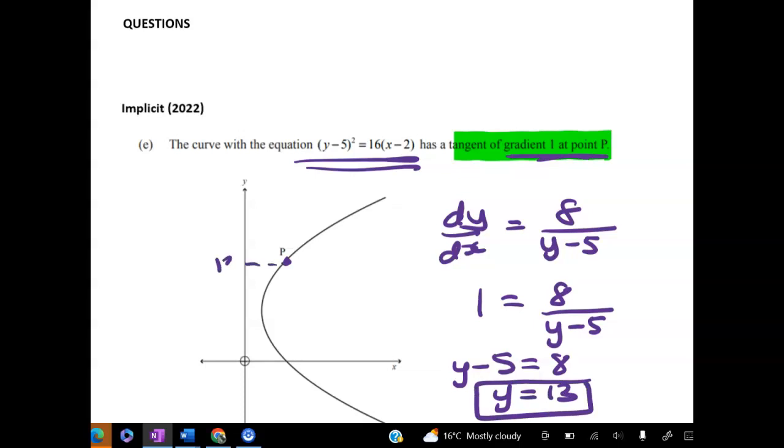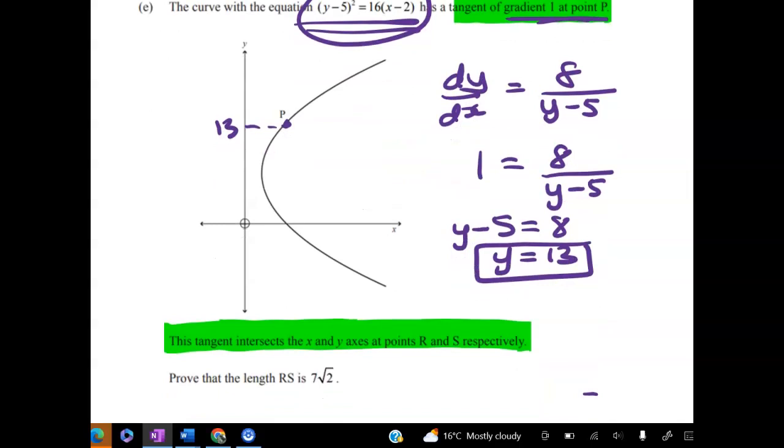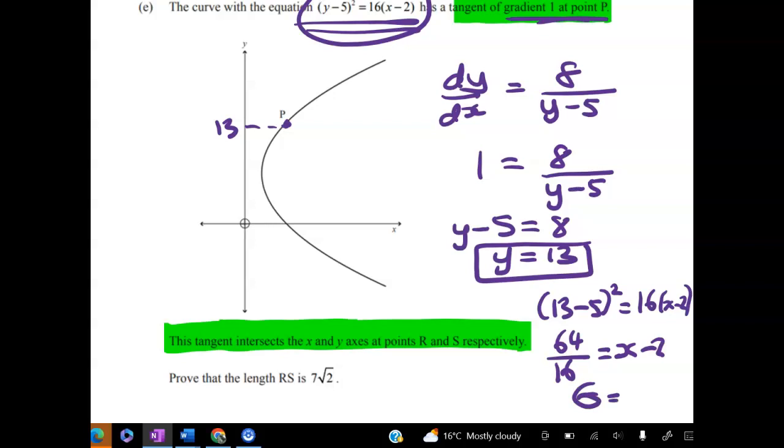So we know that that value there is 13, and now we have to work out, using this, what's my x value? Substituting in 13 gives me (13 minus 5) squared is equal to 16 times (x minus 2). 13 minus 5 is 8, 8 squared is 64, so we have 64 divided by 16 is equal to x minus 2. That's 4, 4 plus 2 is 6, so x is equal to 6. So that's telling me that the point there is 6.